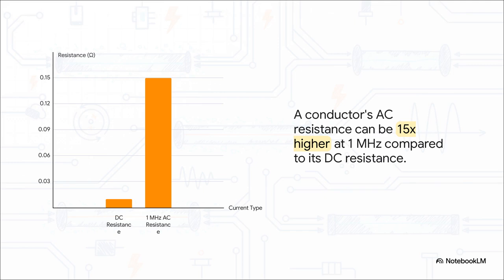So what's the real-world impact? Well, it all comes down to resistance. Just look at this chart. A conductor with a tiny direct current, or DC resistance, can see its AC resistance absolutely skyrocket by 15 times or even more at a high frequency like 1 megahertz. And you know what more resistance means? More energy wasted as heat. And that is where the real trouble begins.